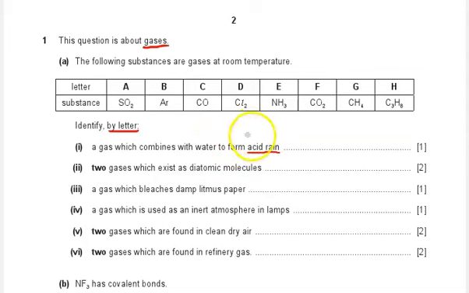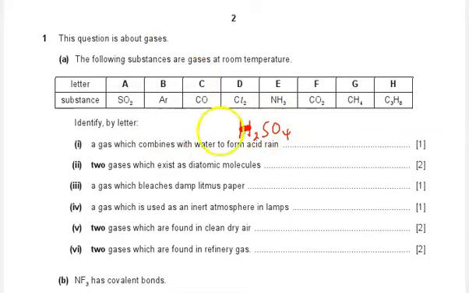So acid rain is sulfuric acid, given by the formula H2SO4. So it is sulfuric acid, and your best choice here will be the letter A. Okay, now let us look at the second one.